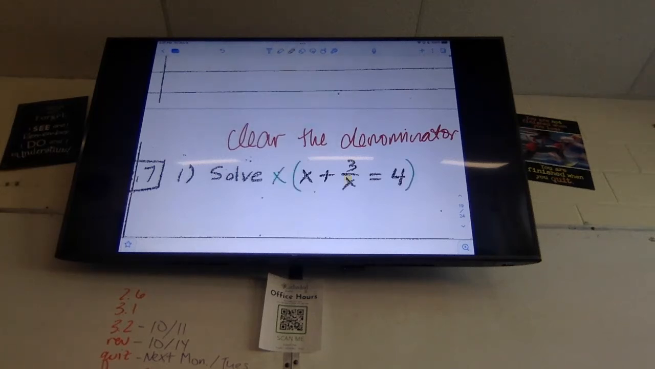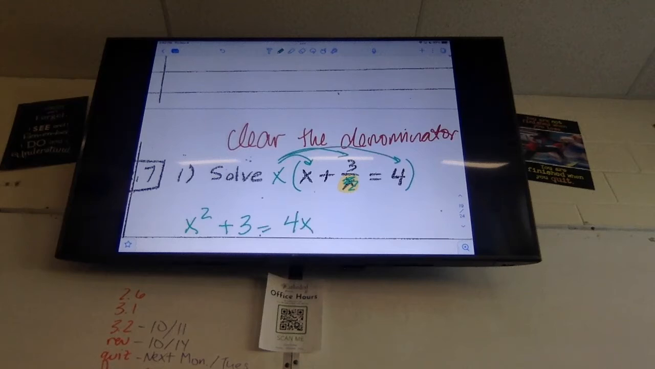Since x is my only thing in the denominator, we're going to clear the denominator by multiplying everything by x. So x times x is x squared. X times 3 over x is just 3. And then x times 4 is 4x.